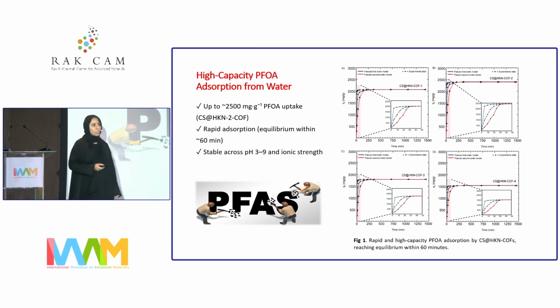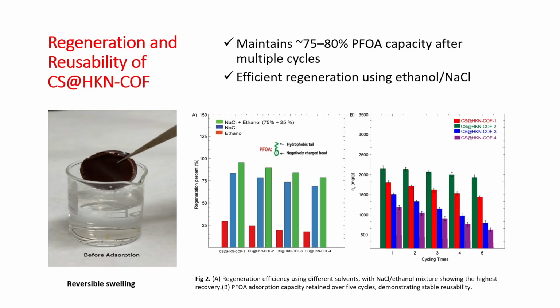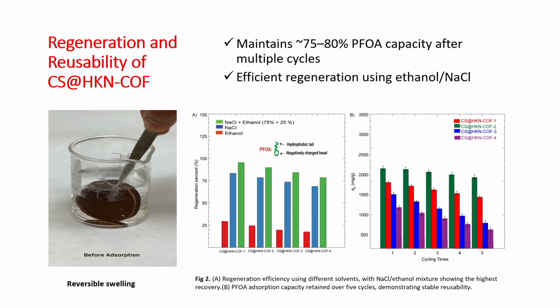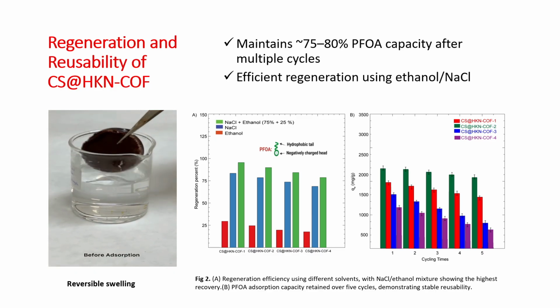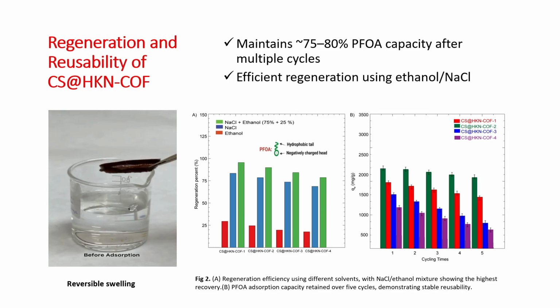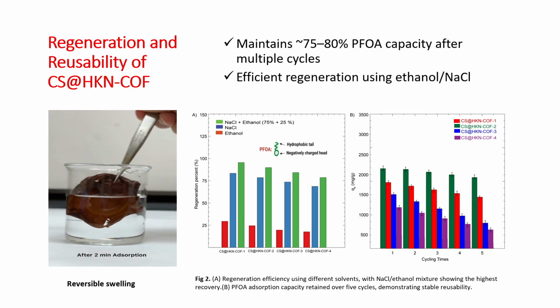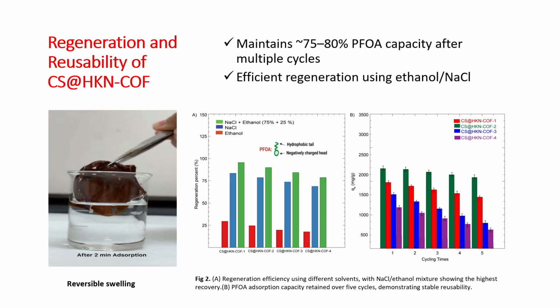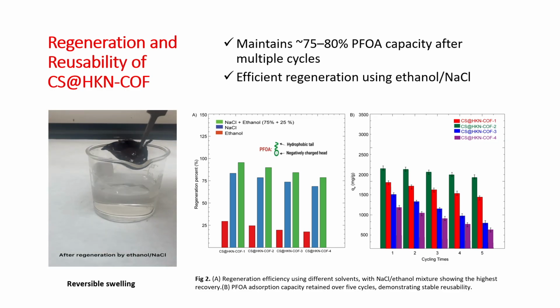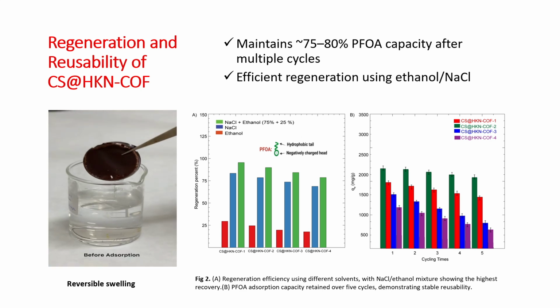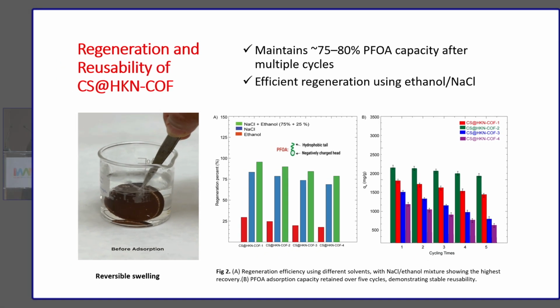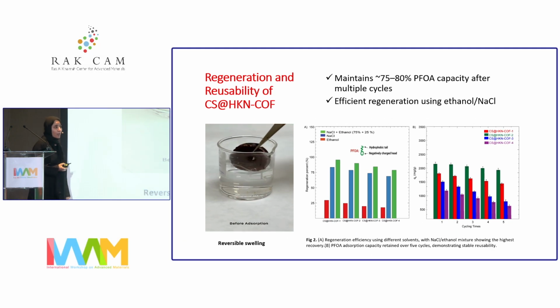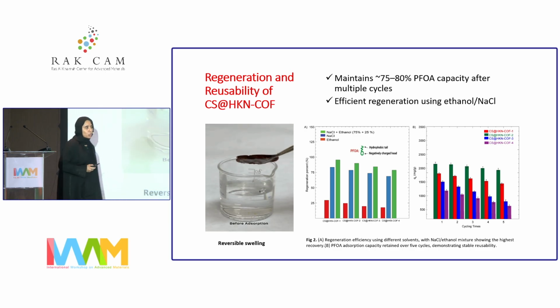And we found that the adsorption capacity for the 4 COFs ranged from 1,000 to 2,500 within 60 minutes. We also noticed that the hybrid material shows high recyclability and retains its efficiency by 75 to 80% after 5 cycles. In this study, we also tried to find the best regeneration solvent for desorbing the pollutant perfluorooctanoic acid, and we tried ethanol, sodium chloride, and a mixture of these 2 solvents. We found that a mixture of sodium chloride and ethanol gives us the highest percentage of regeneration.